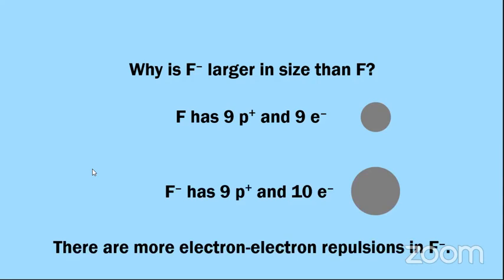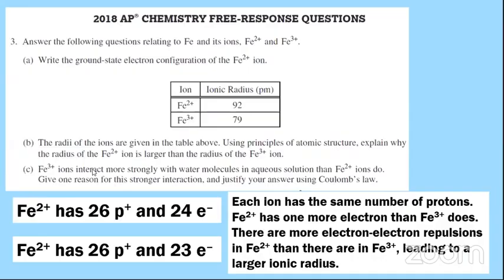So therefore, that is what we're going for in this question. Each ion, iron 2+ and iron 3+, have the same number of protons, but with one more electron. That's going to cause the iron 2+ to be larger, and you should mention electron-electron repulsions. So any student's answer that talks about greater nuclear charge is not going to receive credit for this question.